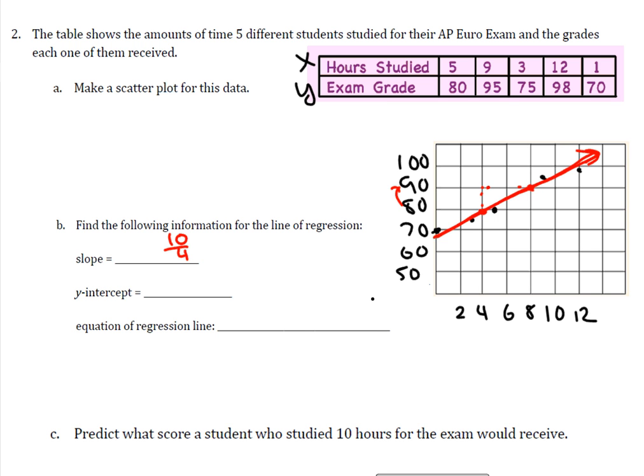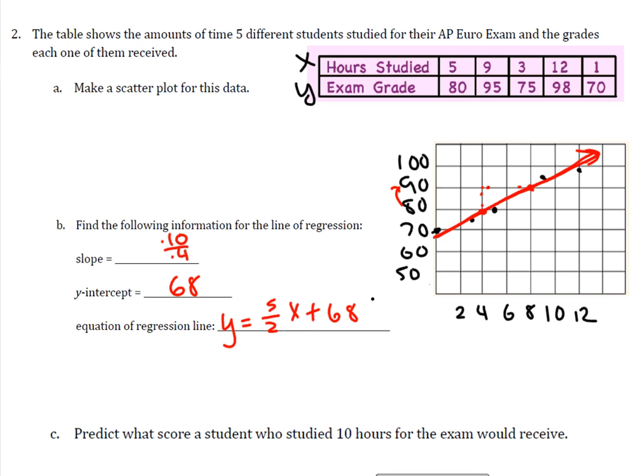So what this is saying is that for every 4 hours I study, I would get 10% better on the quiz or on the test. Okay, so my y-intercept looks to be about 68. So my equation for this simplified is going to be y equals 5/2 x plus 68.